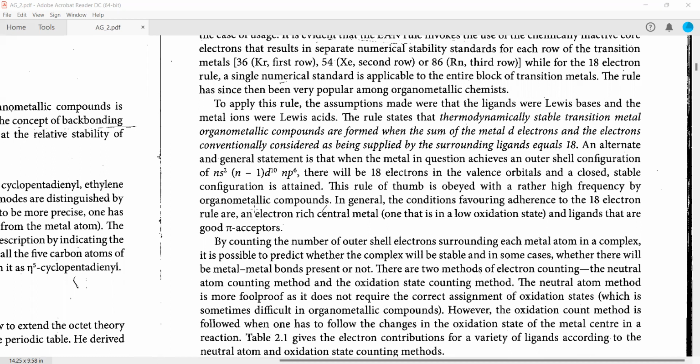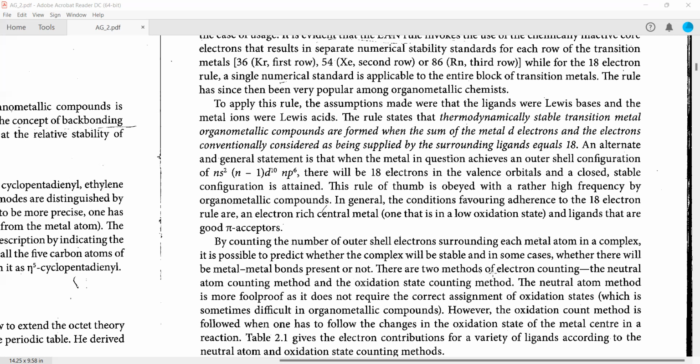Now the question is, we know that we need to count the electrons of the metal complex, and if it is 18, then the metal complex is stable. Now the question arises: how do we count the electrons in the metal complex? There are two methods of counting electrons: the neutral atom counting method and the oxidation state counting method. In both rules, there is a different way of counting electrons, but the answer always comes out the same. It depends upon you which method you are more comfortable with. What is the difference in the two counting methods, we will be discussing now.